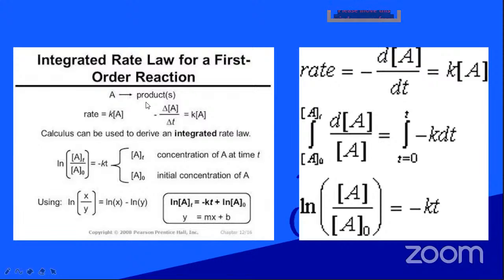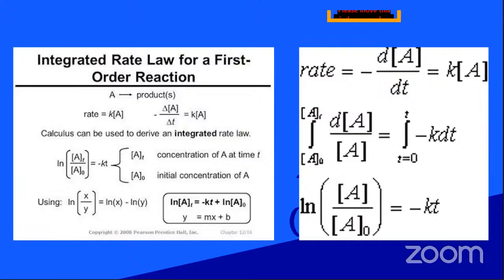So first order reaction, A gives product. So rate equal to k into A. This is a first order reaction, power 1. A power 1, here we need not mention the 1. So that's why rate equal to k, concentration of A. A is the reactant here. So what we can write: minus dA by dt equal to kA.